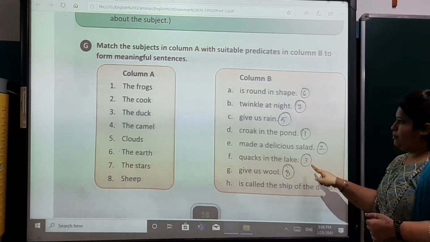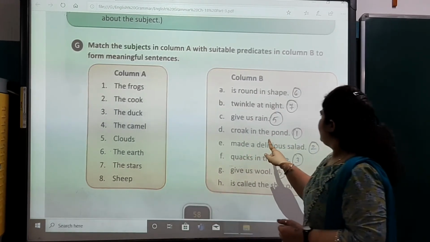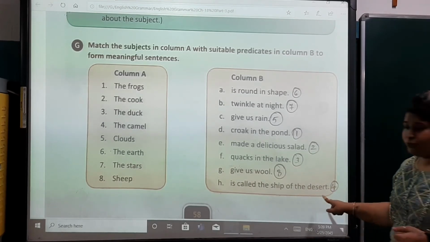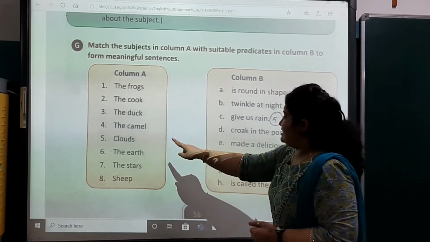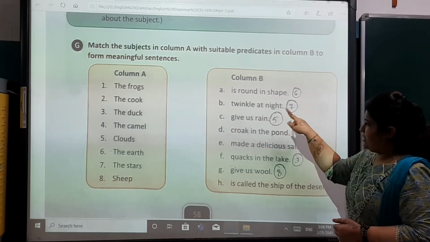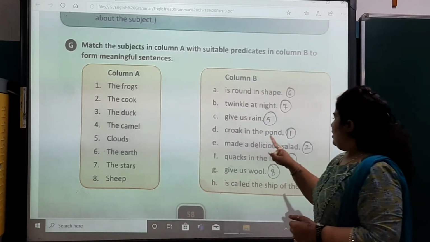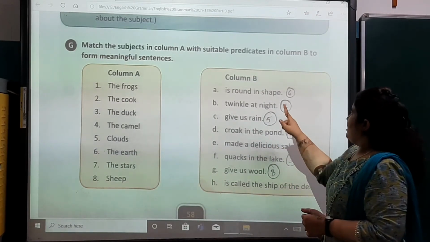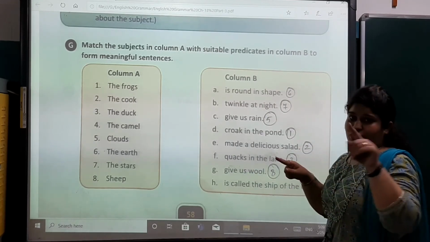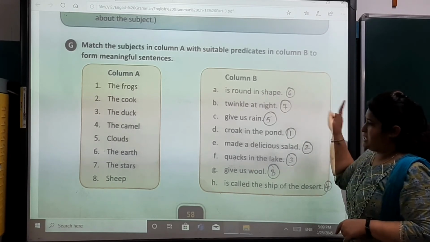So here we'll write number 3. Okay. Number 4. The camel. The camel is called the ship of the desert. Here we'll write number 4. Number 5 is clouds. Now clouds give us rain. So we'll write number 5 here. Sixth one, the earth. Okay. Now the earth is round in shape. Okay. So here we know earth is round. Okay. Earth is round in shape. Here we write number 6.